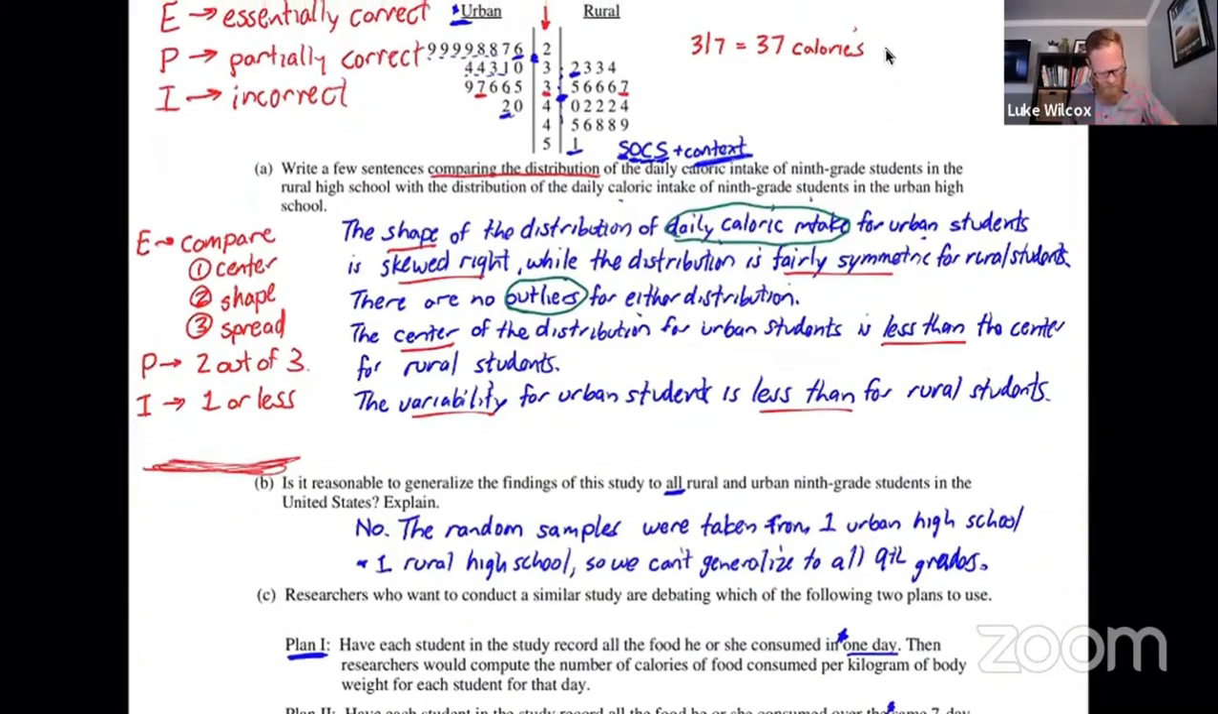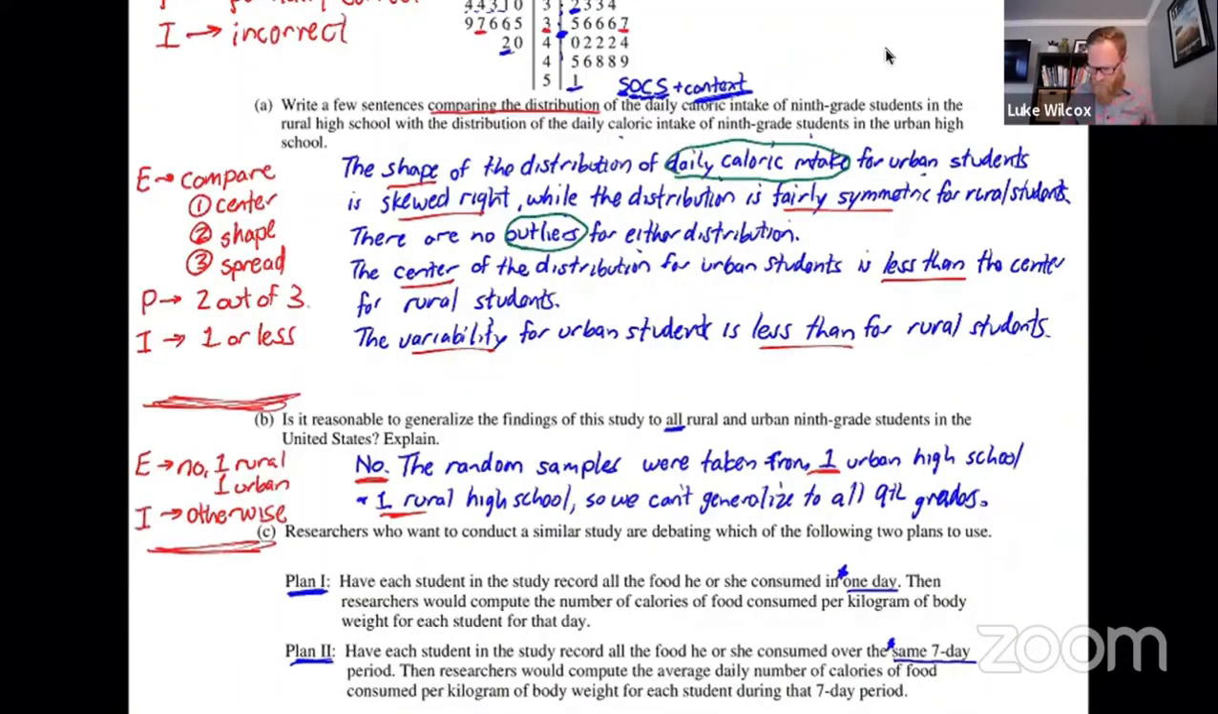Okay, so let's move on to part B and talk about the rubric for this one. And this one's pretty straightforward. In order to get an essentially correct, you had to answer the question by saying no and referencing the fact that there is 1 rural high school that was selected and 1 urban high school that was selected, which very clearly we've referenced that and we've answered the question of no, so we would get an essentially correct. There is no partially correct on this one. You either got it or you didn't. So if you didn't have those things, that would be incorrect, which means if you just simply wrote no and you didn't give an explanation, that would be considered an I, incorrect.